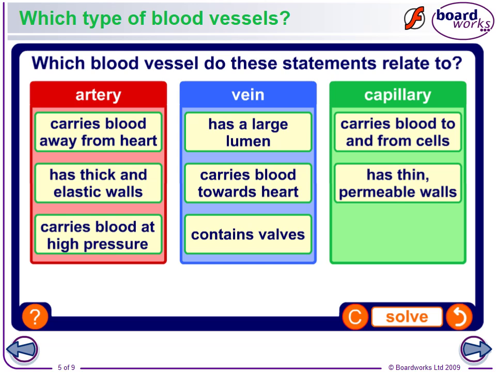Okay, so carries blood away, thick elastic walls, carries blood at high pressure. The vein has a large lumen, because remember that was the opening. Carries blood towards the heart, contains valves. Then the capillaries carry blood to and from the cells, and they have thin permeable walls.